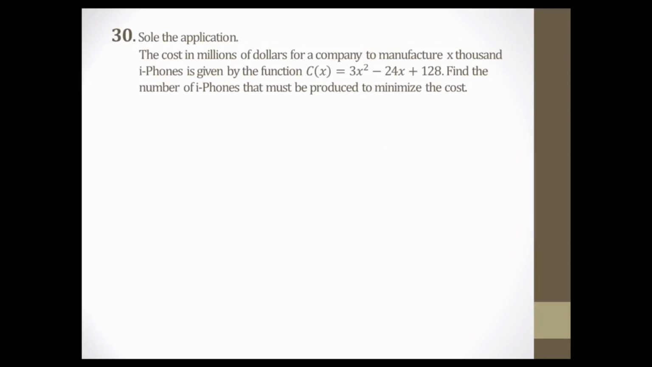So the cost in millions of dollars for a company to manufacture X thousand iPhones is given by the function C of X equals 3x squared minus 24x plus 128. Find the number of iPhones that must be produced to minimize the cost. Okay, so we can use the graphing calculator to find the minimum and the maximum.